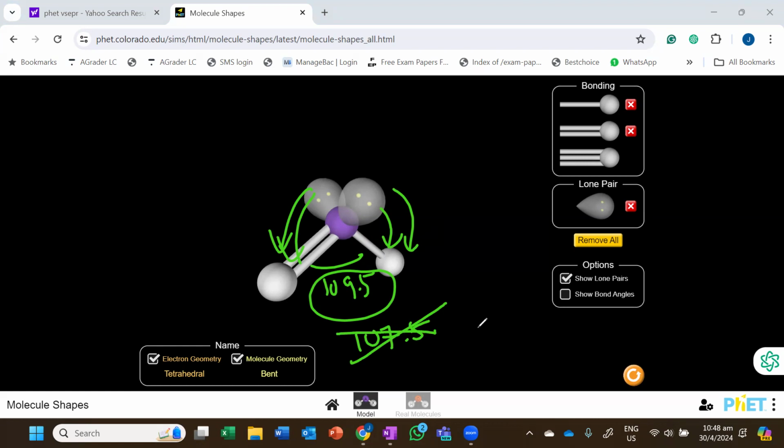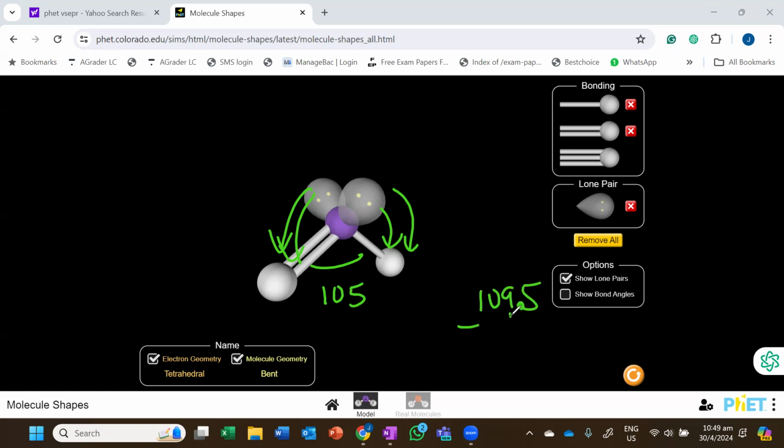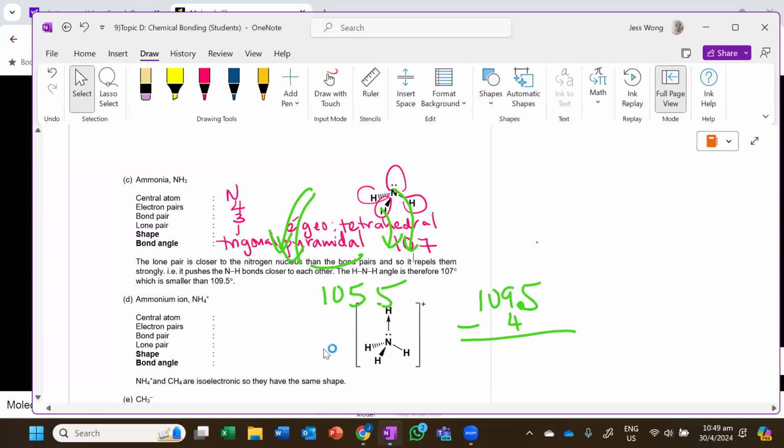It's more extensive compression. Since there are two lone pairs, you may minus 2 degrees, or minus 2.5, so you will get about 105. If you start from 109.5 and minus 2 degrees, you get 105.5. Okay? So that's how you come up with the bond angles for VSEPR. All right, so that's how we work out the bond angles.